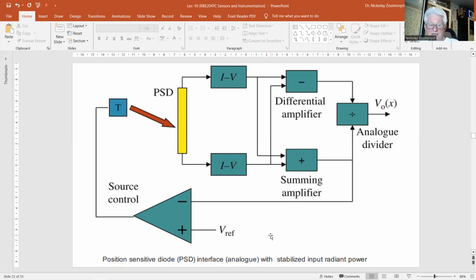The measurement range can be set by adjusting the reference voltage, and since the intensity of the incident beam is fixed by this feedback, the output signal is that of the differential amplifier, and the analog division can be omitted, which is an important advantage of this approach.